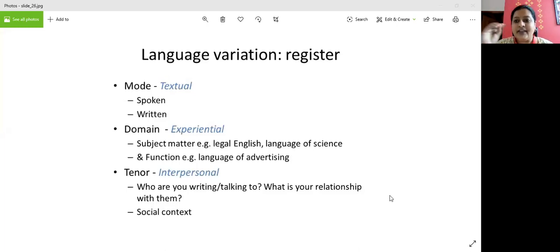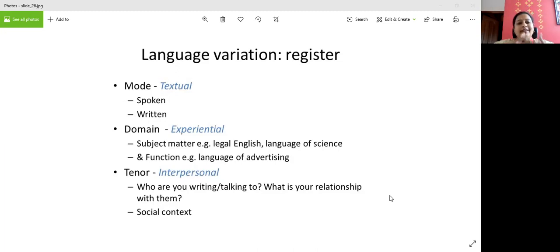These are the aspects of language variation, register. That is, the ways in which you identify or analyze a discourse is called register. There are three aspects to this identification: mode, domain, and tenor. What is mode? You take a look at the text and you are able to identify whether the mode is spoken or written. We know the difference between speech and writing. When we look at a particular text, we are able to identify whether the text is written, or it is spoken, or it is reporting a spoken text.